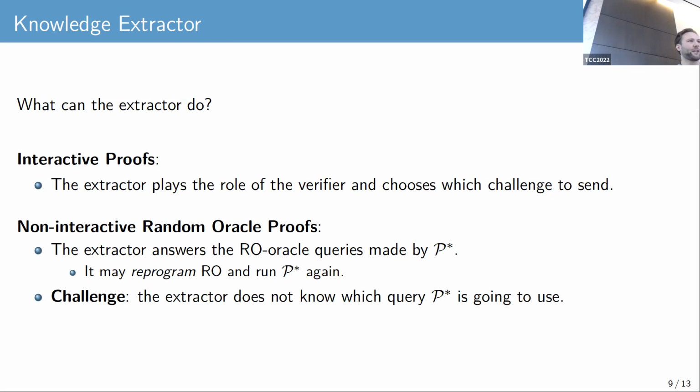And the challenge here is that the extractor does not know which of these random oracle queries the prover P star is going to use. In the interactive setting, the prover must answer the challenge provided by the verifier or the extractor. But in the random oracle setting, in a non-interactive setting, the prover can make many random oracle queries and decide later which of those to use. So that's actually the challenge in the non-interactive setting.